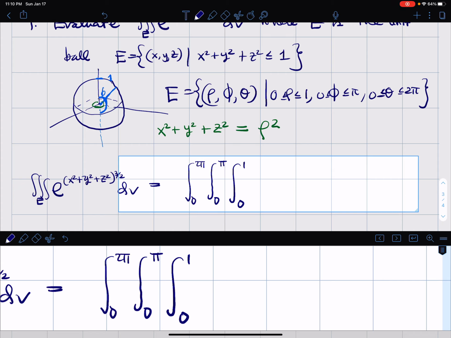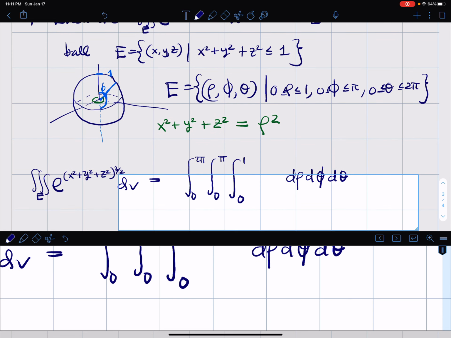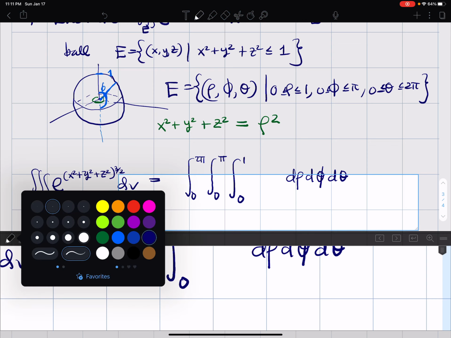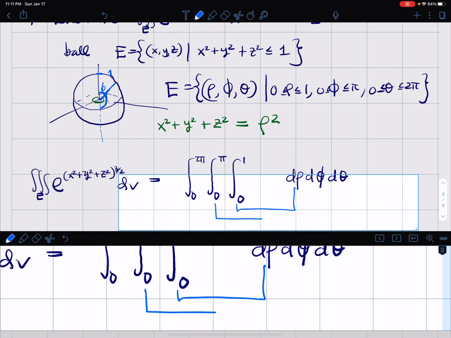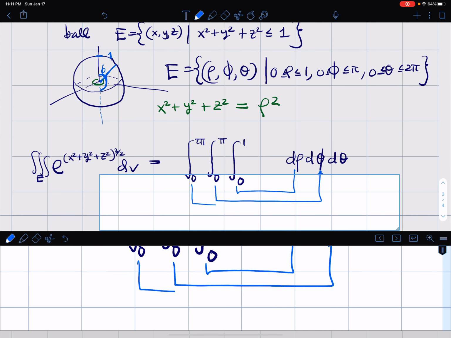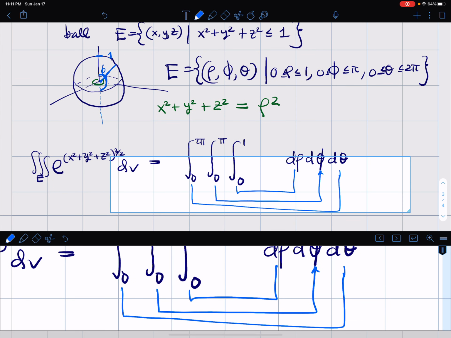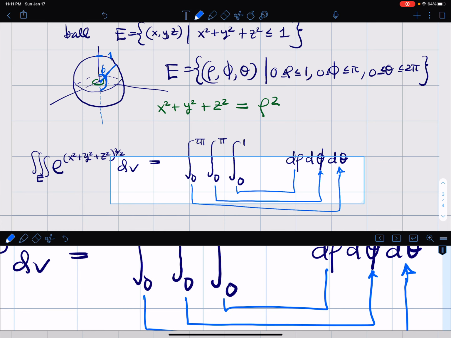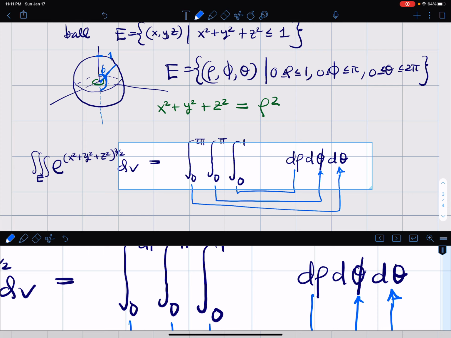All right? So we have d rho, d phi, d theta. And I'm going to leave space for something. And I'm going to add it, and you're going to ask a lot of questions. But don't ask a lot of questions because I can explain in class.